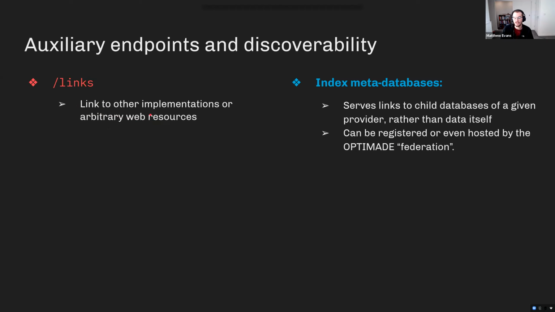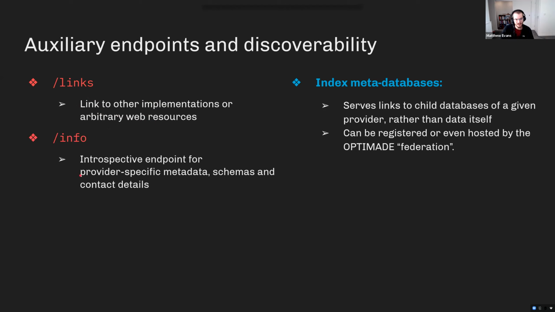Or in the case of the COD, you might want to get the CIF file. They can also provide a link to download the CIF file directly in this links endpoint. The info endpoint I mentioned briefly already, but this is the idea that you can get some provider-specific metadata and their contact details if you have any questions about their database.